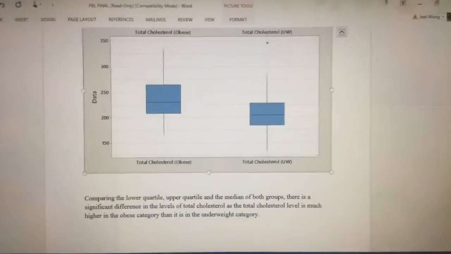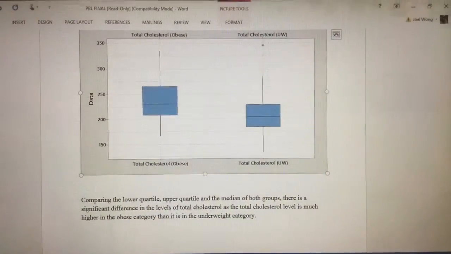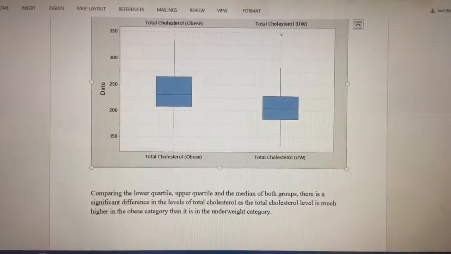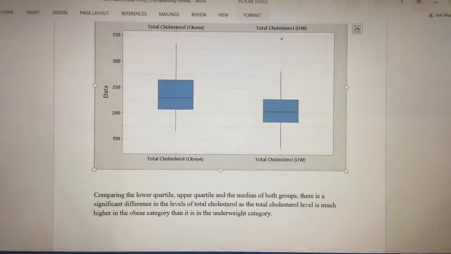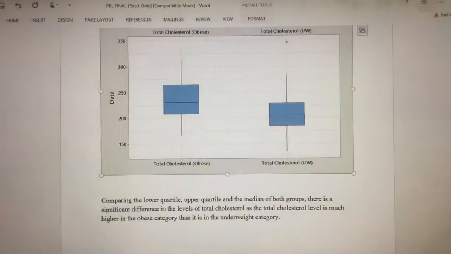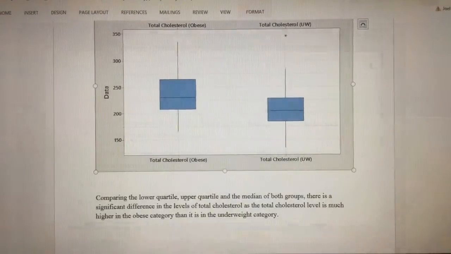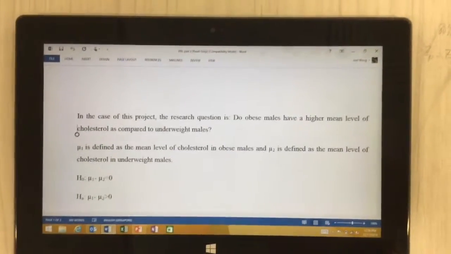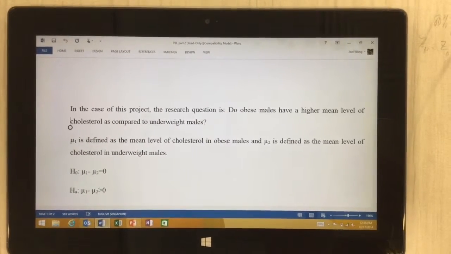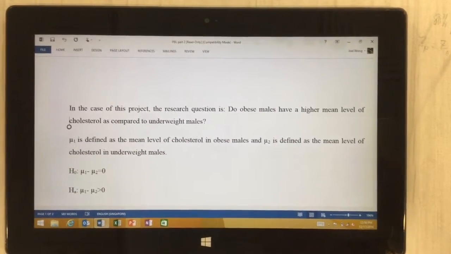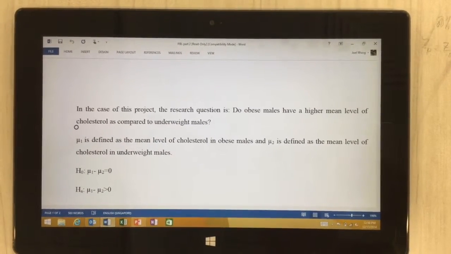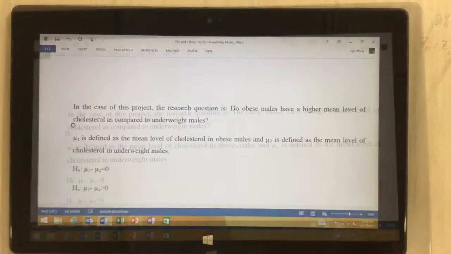We constructed a box plot, and from this, we compared the upper quartile and lower quartile along with the mean, median, and mode. And for all the values, the obese male group showed a larger value as compared to the underweight male group. In the case of this project, the research question is, do obese males have a higher mean level of cholesterol as compared to underweight males? We will now conduct a hypothesis test to show if our theory is true.